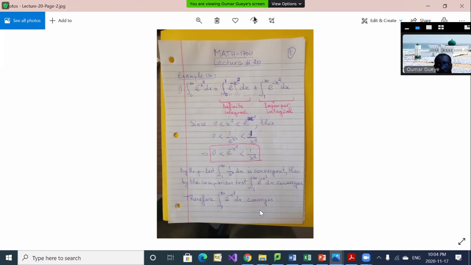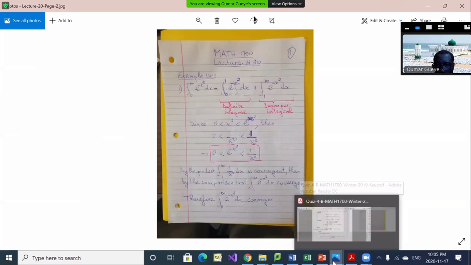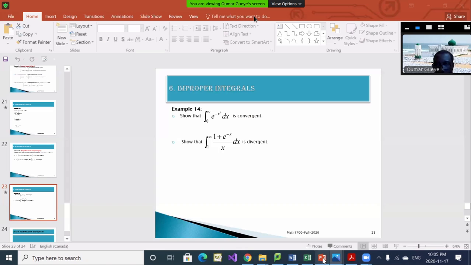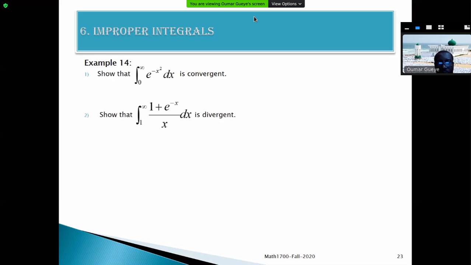Let's now see the second example. And for the second example, we just want to prove the integral is divergent. And as I told you, if you want to prove the integral is divergent, you have to find a similar function for which the integral is divergent. That's exactly what the comparison test says.